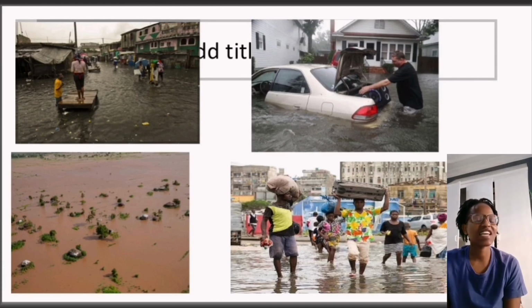Cyclones destroy each and everything. Those who survived the cyclone will have to start over. For example, in the cyclone Dineo, you know that you have seen that, or you have heard that those who survived the storm were left with nothing. They had to start from scratch.